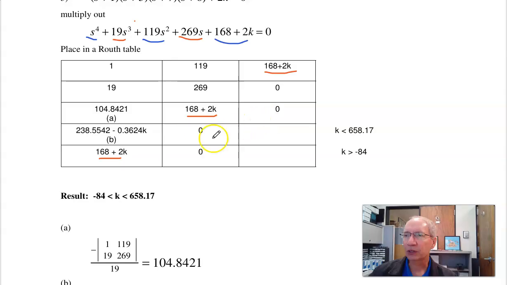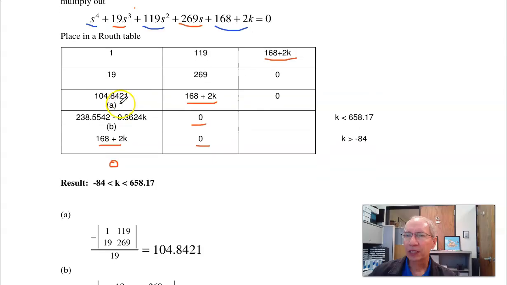When I have a 0, 0 to the right, this becomes 0. Stop when you get to 0. These terms you got to work for. So this one right here will be minus the determinant of 119, 119, 269 over 19, which gives you 104.84.